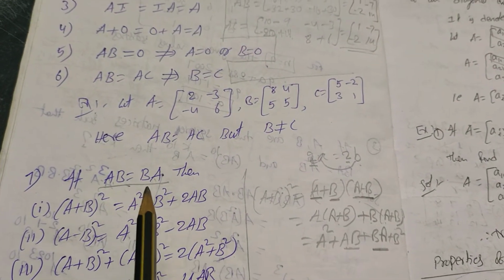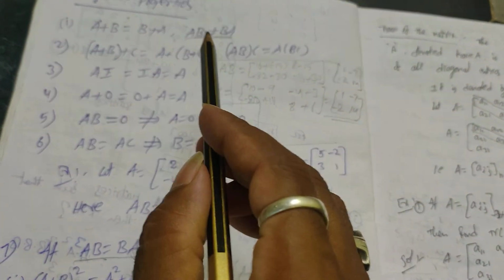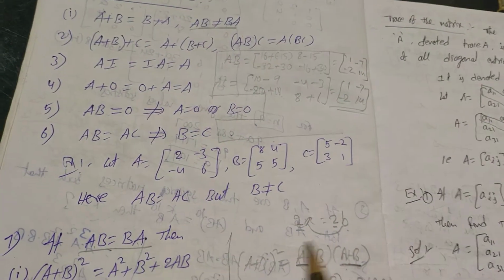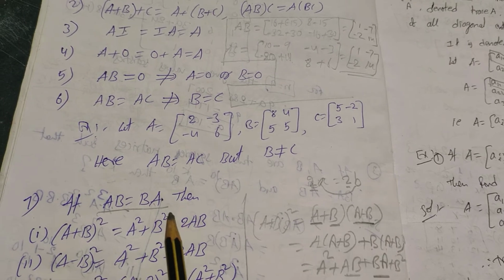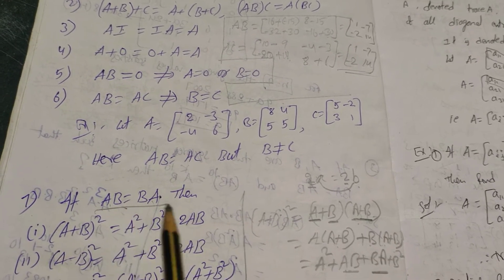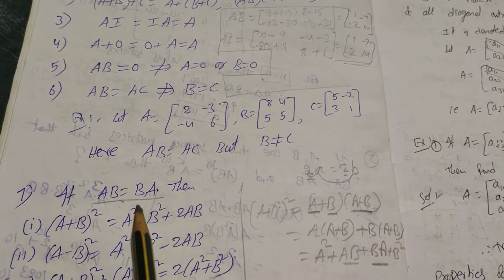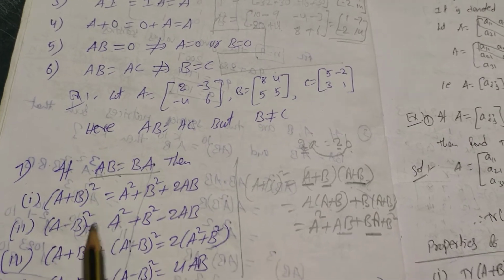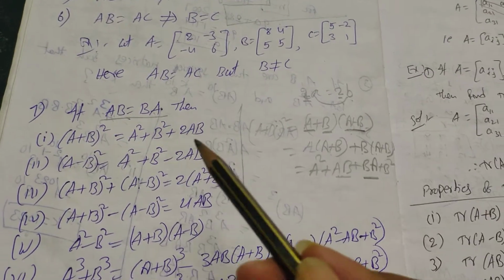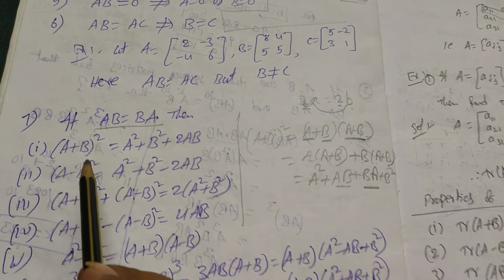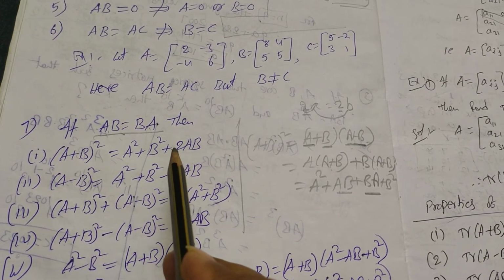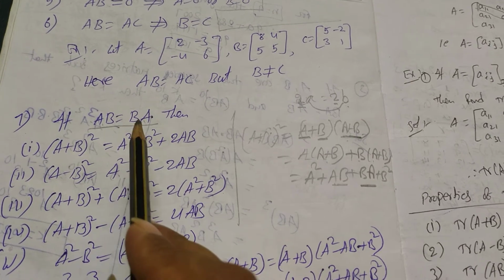In general, AB is not equal to BA. If AB is equal to BA, that means commutativity holds with respect to multiplication, then all these conditions hold. Very simply we can remember, A plus B whole square is equal to A square plus B square plus 2AB if AB is equal to BA.